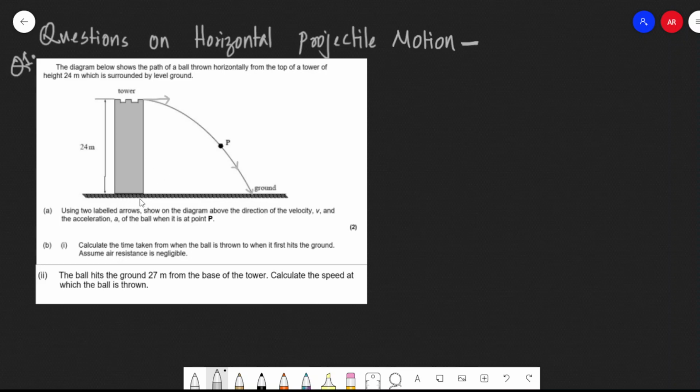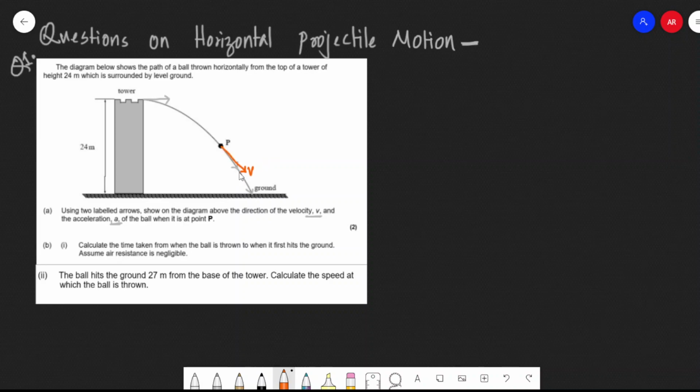So while solving this question, using two labeled arrows, show on the diagram above the direction of the velocity v and the acceleration a of the ball when it is at point P. So when we label these two quantities at point P, the velocity is obviously acting along the tangent of this direction. So this is the velocity, which has both horizontal and vertical components.